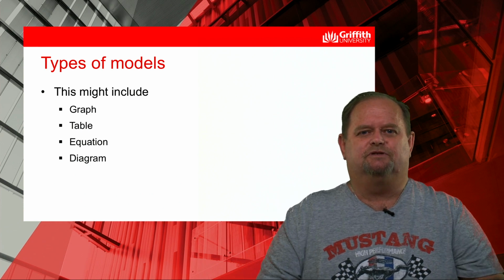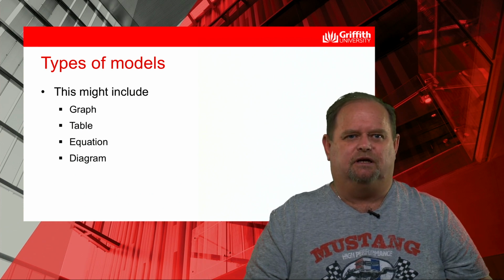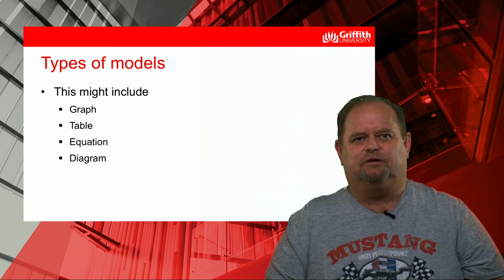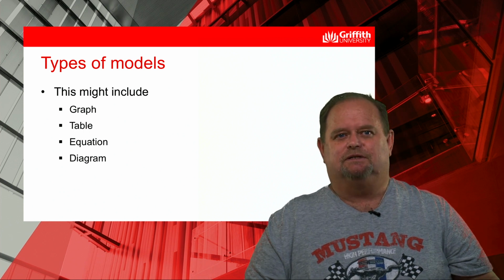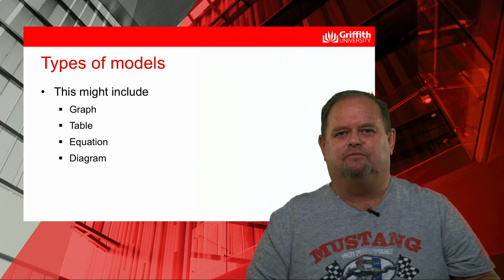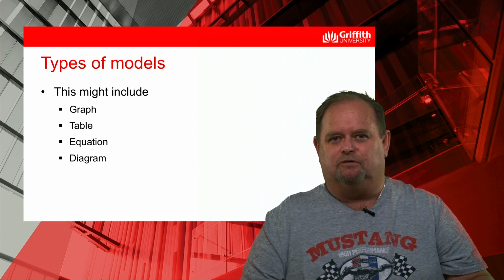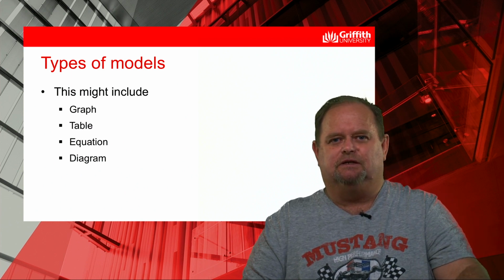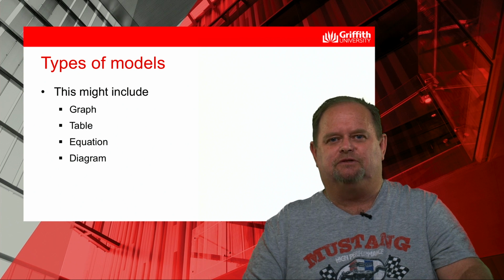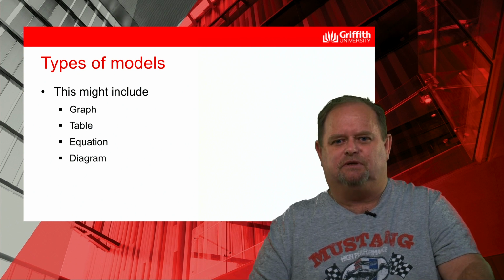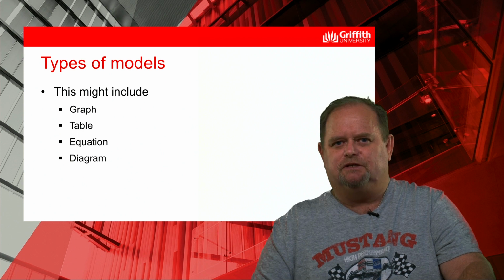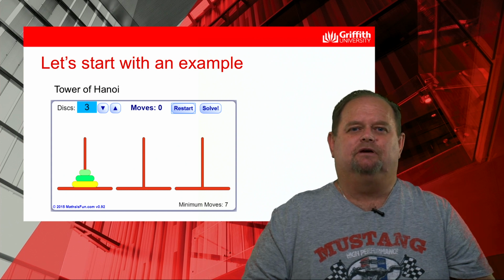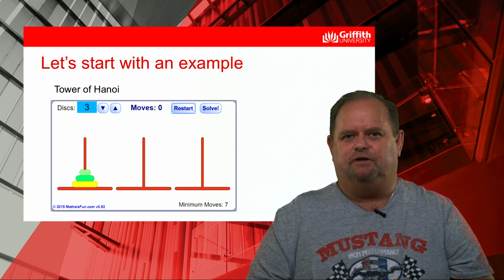Not just what we think in terms of modelling, in terms of finding an equation. The types of models that we want to teach the kids, and this is not an exclusive list, but the more typical ones, would be graphs, tables, equations, and diagrams. I see them as equally important, and the interweave of understanding between them is also pretty important. So let's look at an example of modelling: the Tower of Hanoi.